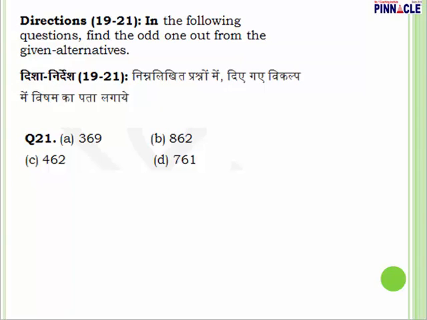Question 21. We have to find out the different one from the given options. In the given four options, take the difference of the outer numbers, the difference of 9 and 3 is 6. Same, the difference of the outer numbers 8 and 2 is 6. Same, the difference of 7 and 1 is 6. But this pattern is not followed here. Option C is your right answer. If in the PDF you get any other answer, then correct it.